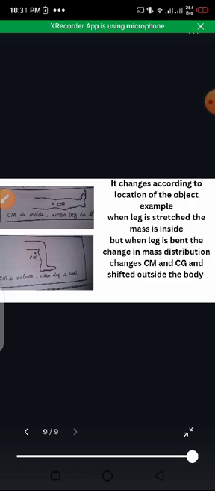Now, from daily life observation we can take our feet. When our feet are straight, the center of mass is inside, and when we bend them, it becomes disturbed, the center of mass and center of gravity change, and shift outside of our body.